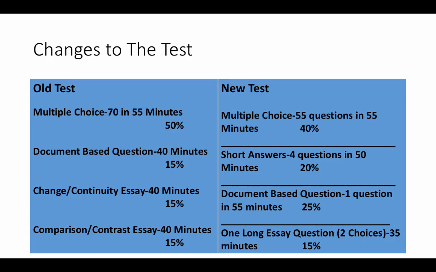They're then going to have a short answer section, in which they answer 4 questions in 50 minutes, and that's 20% of the test. A document-based question, 1 question in 55 minutes, 25% of the test, and then 1 long essay in which they get 2 choices. They get to choose one of those 2 choices, and they go ahead and write that out, and they have 35 minutes for it, and that's 15% of the test. Notice what's happened in the new test. In the new test, there is a huge emphasis now on writing that overwhelms the multiple choice section of the test.